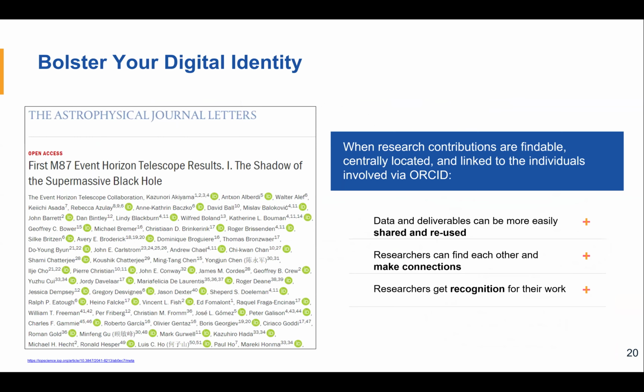So when research contributions are findable, linked to the individuals involved, and centrally located in an ORCID record, data and deliverables can be more easily shared and reused. Researchers can find each other and make connections, and researchers get recognition for their work.